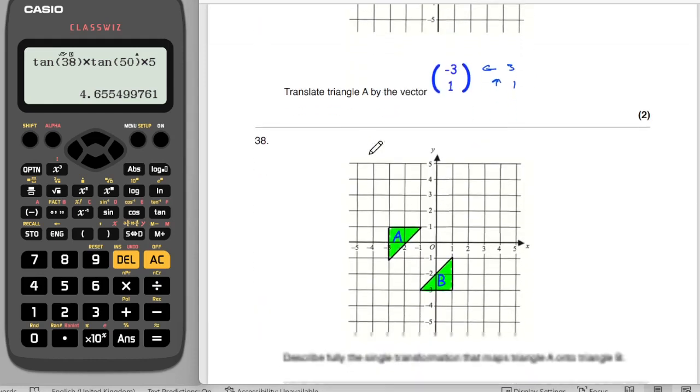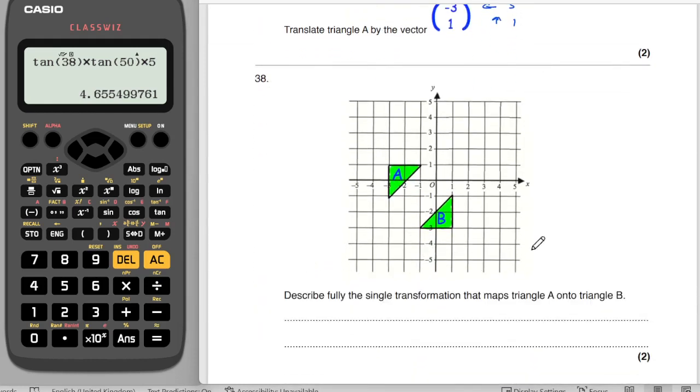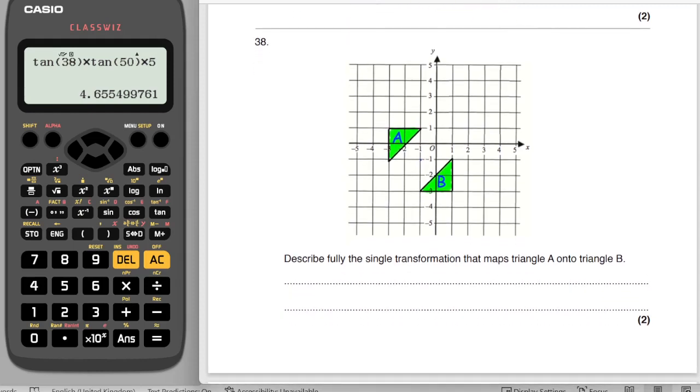For 38, describe fully the single transformation that maps triangle A onto triangle B. So I'm looking at it, it is interesting. I think you could get away with 2 descriptions for this. There are occasions where that happens. I think I could describe it as either a reflection or a rotation, or arguably a negative enlargement as well. Yeah, I think you could get away with 3 answers here.